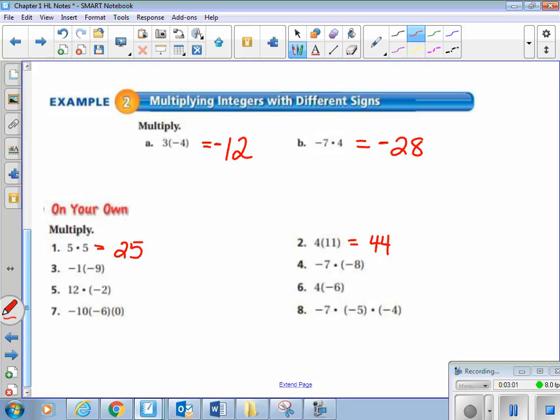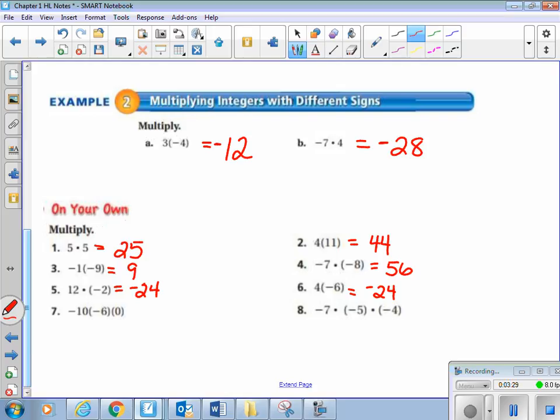Number 3, a negative times a negative. We're still looking at the same sign rule, so my answer is going to be a positive 9. Number 4, a negative times a negative. Again, same sign is going to give me a positive answer. That would be positive 56. Number 5, my signs are different, therefore my answer should be negative 24. Number 6, my signs are different. My answer should be negative.